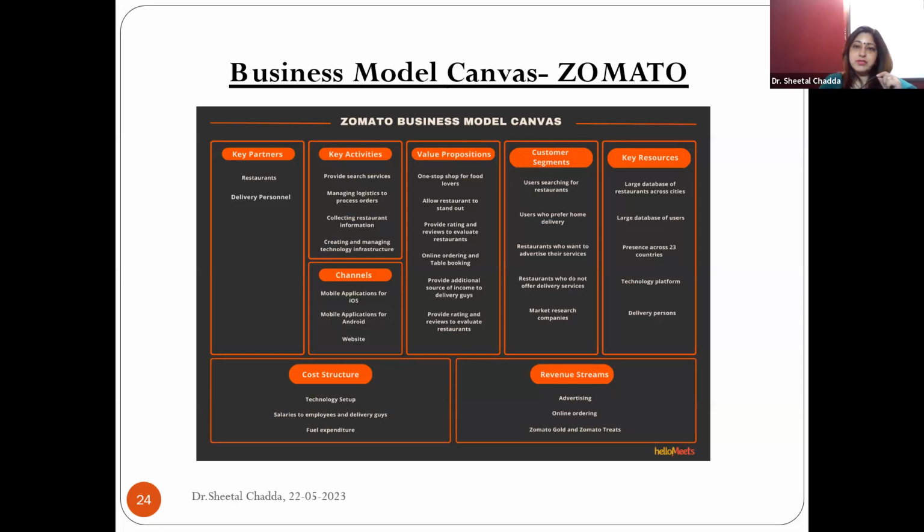The cost structure, if you look at the cost structure, the technology setup is the cost structure, the salaries given to the employees is the cost structure, this kind of recurring fee expenditure is a cost structure. And where is the money going to come from? So for Zomato, advertising, online ordering, where they're having a cut, the kind of Zomato Gold and other subscription things, they are going to get the revenue from. Now they are also coming up with the restaurant tie-up, so you are dining out, also giving them some kind of revenue stream. So this is the kind of business model canvas the Zomato has developed for itself, and so they are able to function nicely in the market.